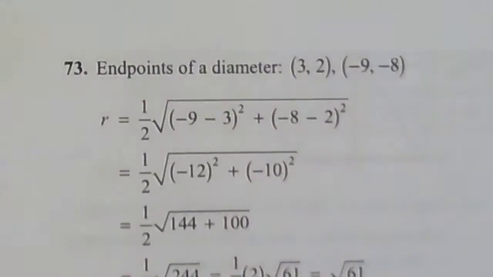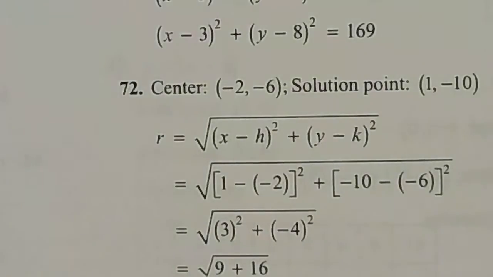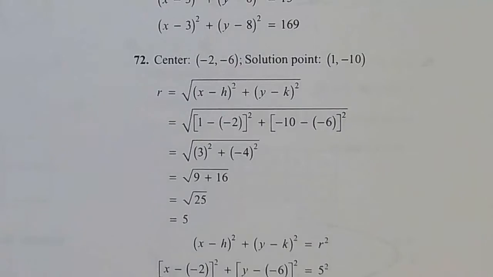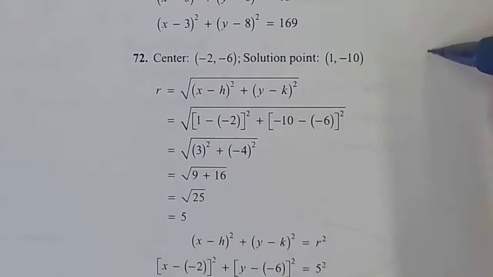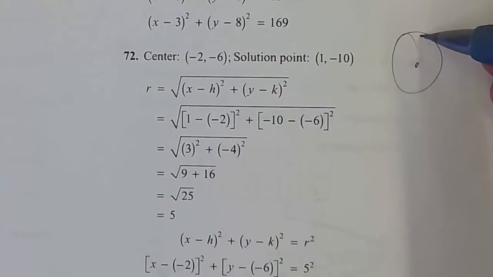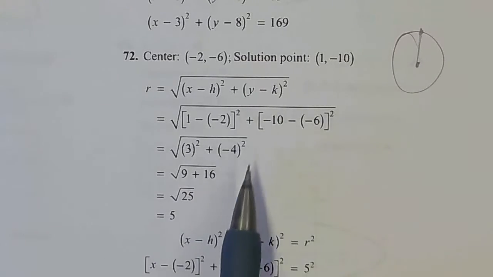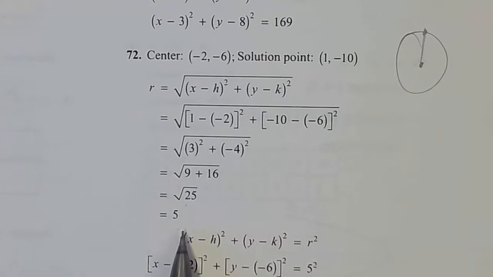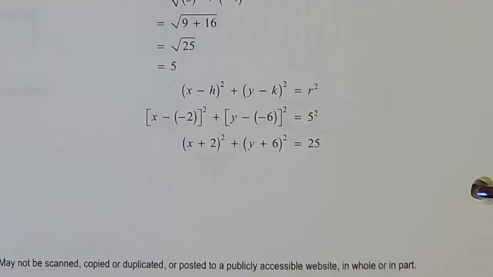72. Now here's where they gave us a solution point, and that means it's on the edge of the circle. So I've got the center and a solution point, like that. So we've got to find the distance from there to there using the distance formula. You should get 5 if you conducted that the right way. And then the final answer is right here at the bottom.